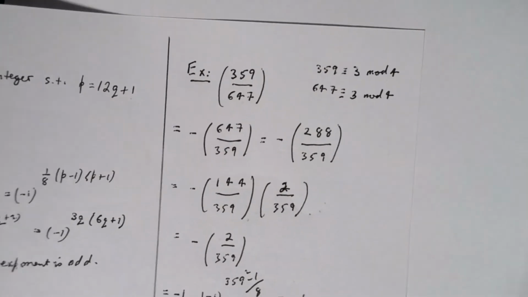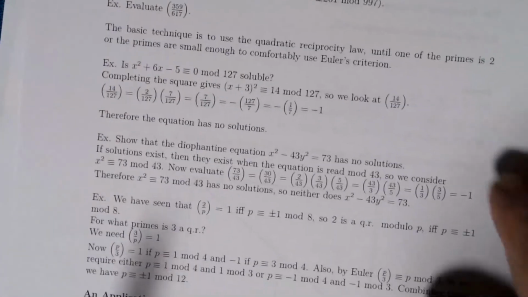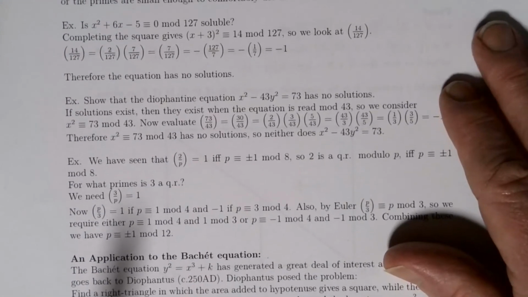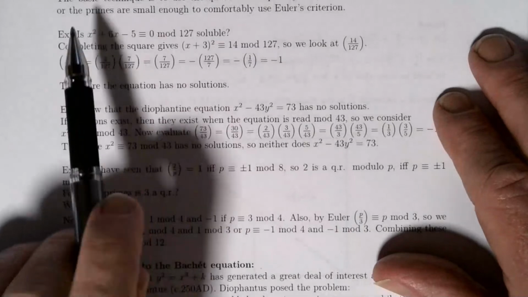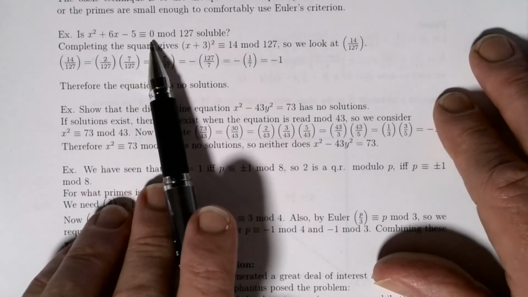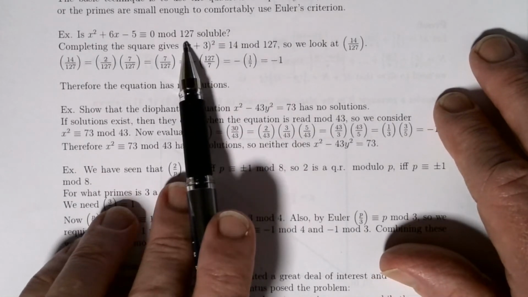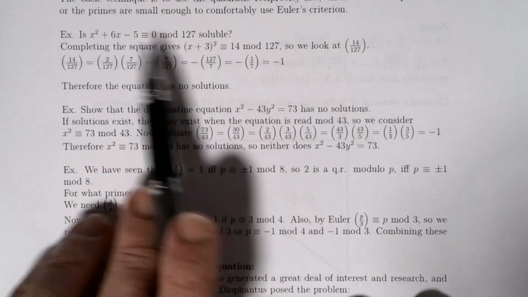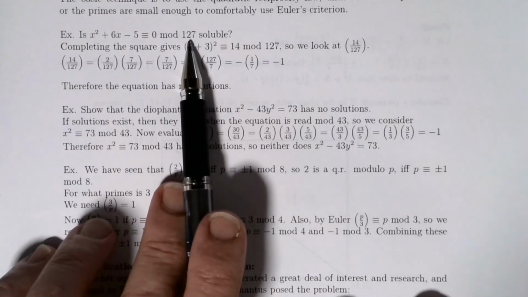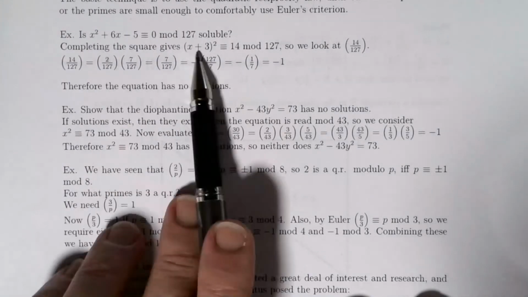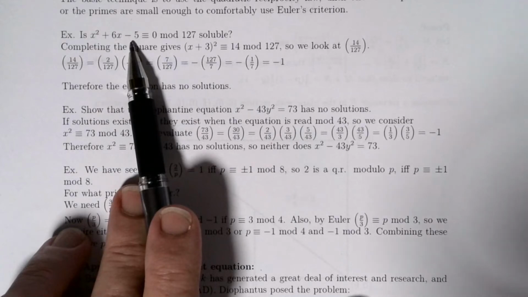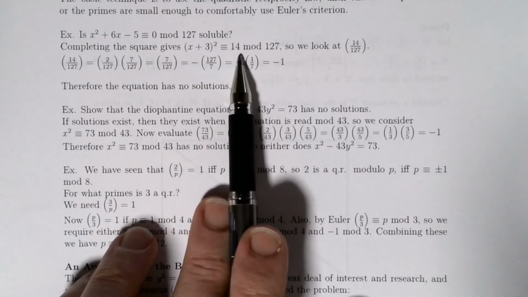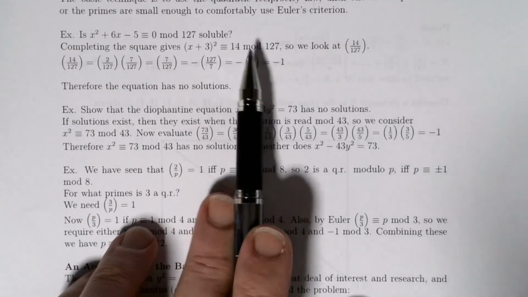As another example of using this, I'm going to ask the question: is x squared plus 6x minus 5 congruent to 0 modulo 127? Is this soluble? Can we find solutions to this modulo 127? Well, we complete the square on the quadratic, and I can rewrite that as (x plus 3) squared is congruent to 14 modulo 127.